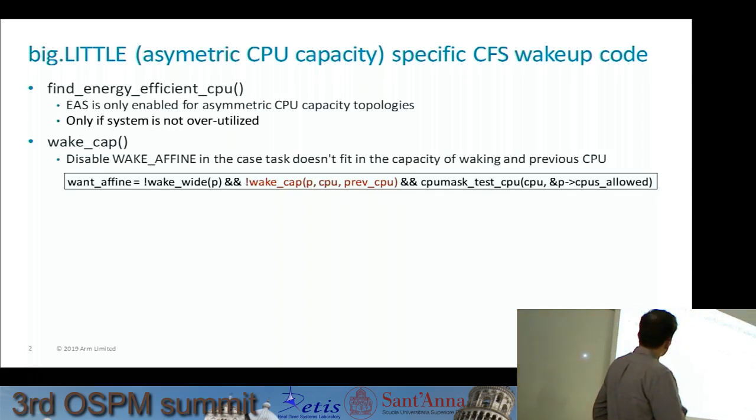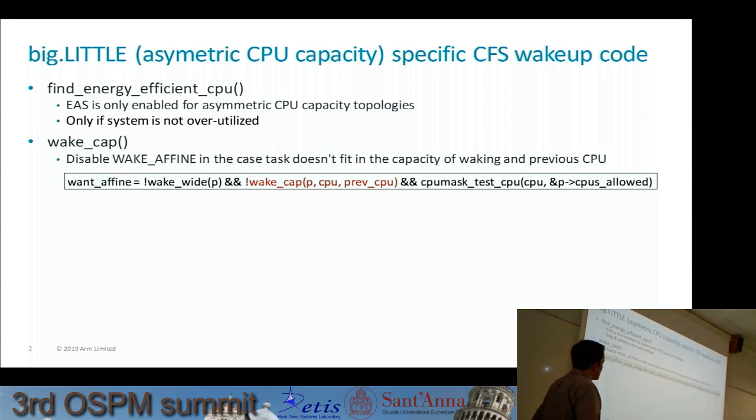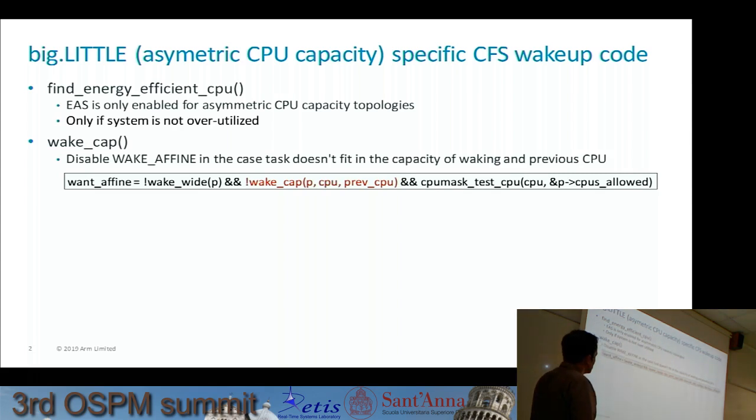Obviously we have this energy model, the energy aware scheduling, which uses the energy model to do energy aware and performance related scheduling. Don't worry, it's only enabled on asymmetric CPU capacity systems, so that means only on ARM big.LITTLE right now. And this feature only works if the system is not overutilized. Overutilization right now means that the utilization signal of each CPU is not higher than 80% of the capacity of this CPU.